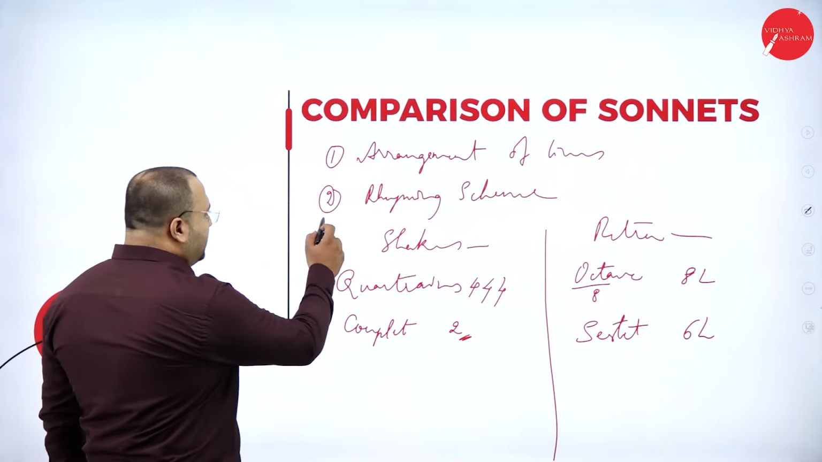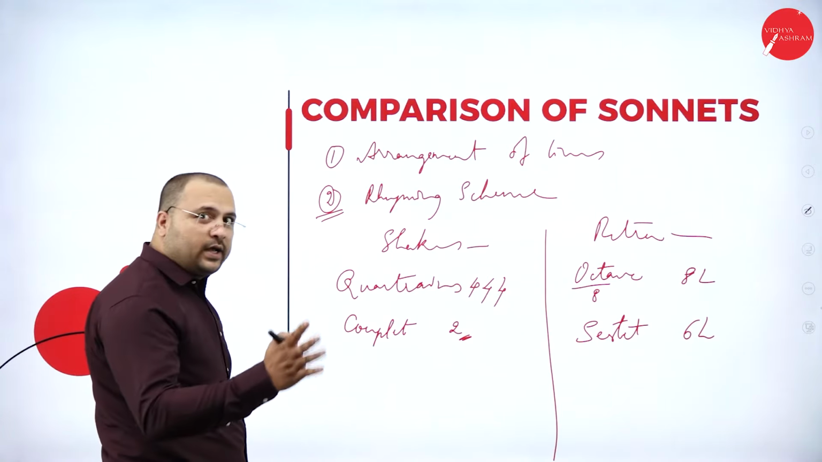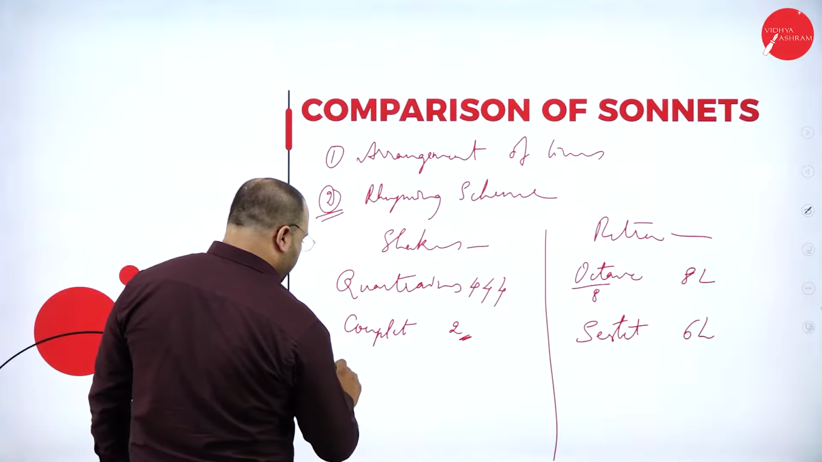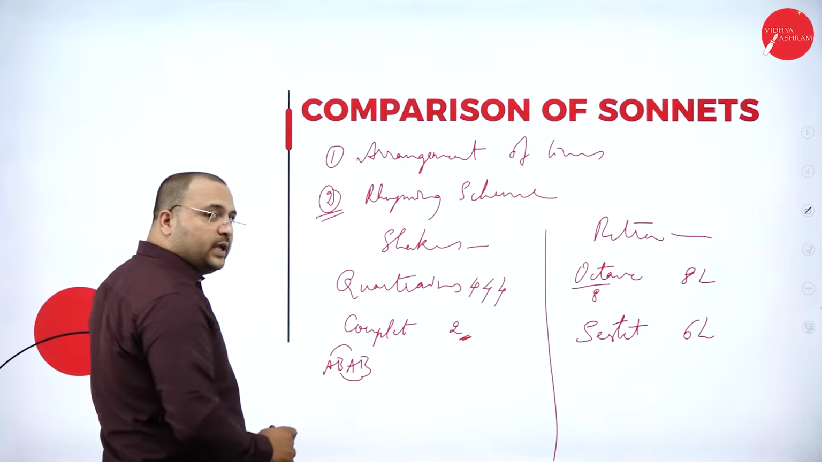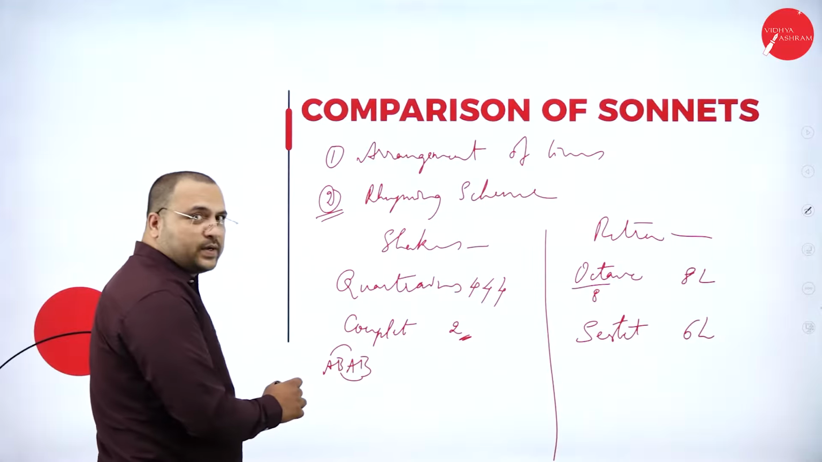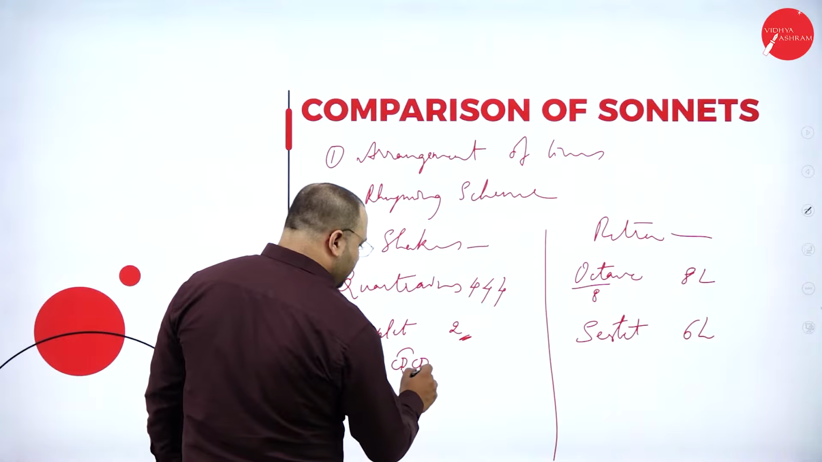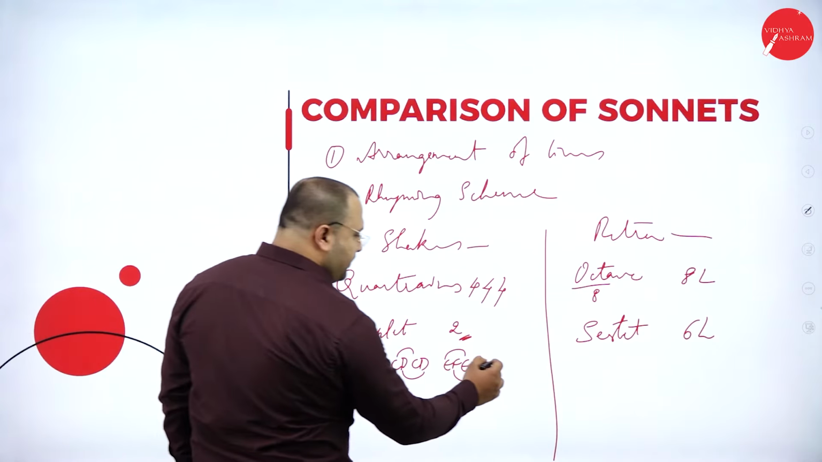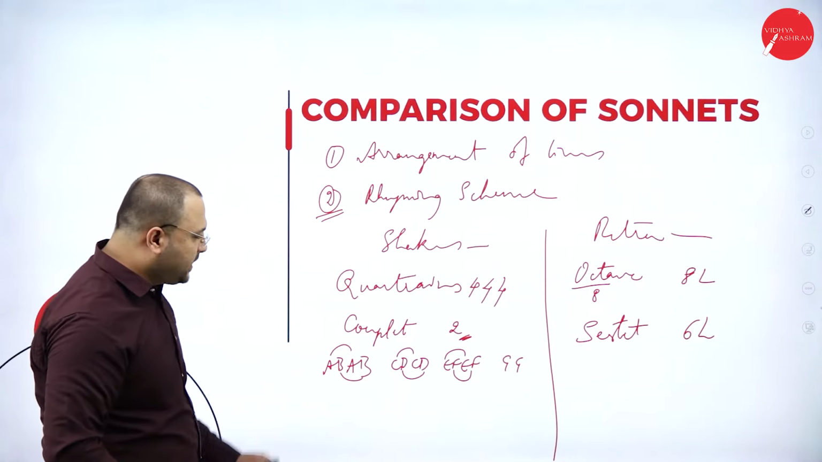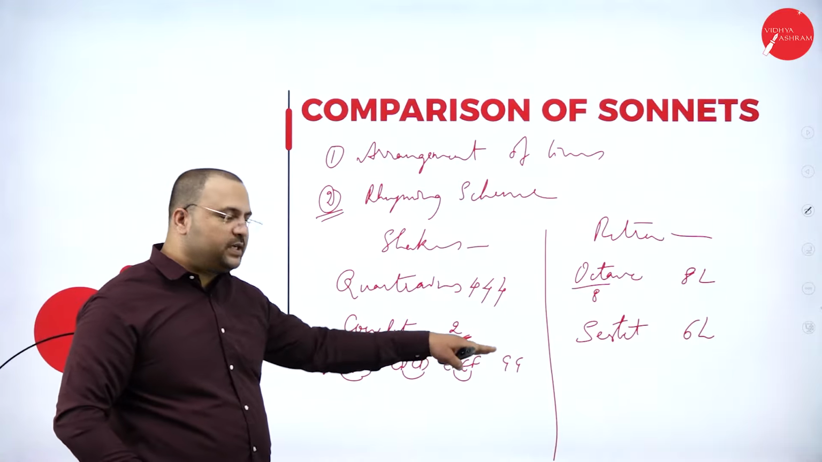Then coming to the other part, rhyming scheme. So here the rhyming scheme is like this. The first quatrain, 4 lines, I'll represent like this: AB, AB. Line 1 and 3, they rhyme with each other. Line 2 and 4, they rhyme with each other. This is about the first quatrain. Second quatrain, CD, CD, again 1 3, 2 4. Next quatrain, EF, EF, 1 3, 2 4. And the couplet, they rhyme with each other, G and G. So this is the rhyming scheme. If you are asked to represent the rhyming scheme of Shakespearean sonnet, you should be representing like this.